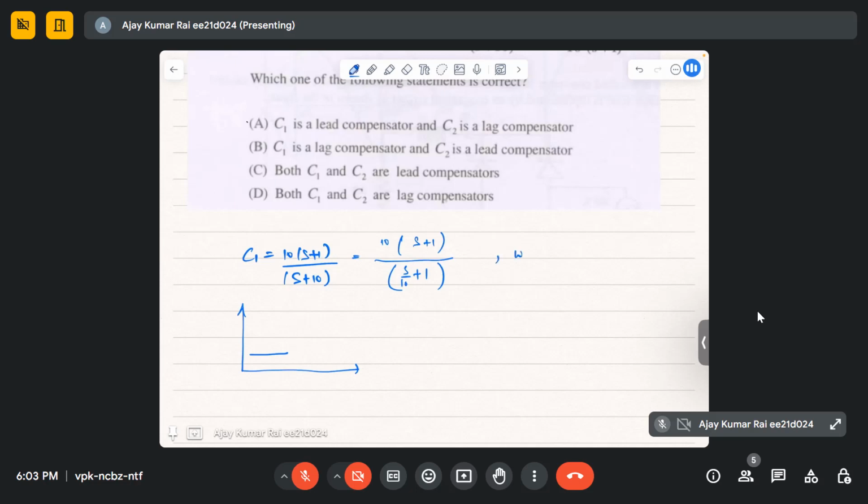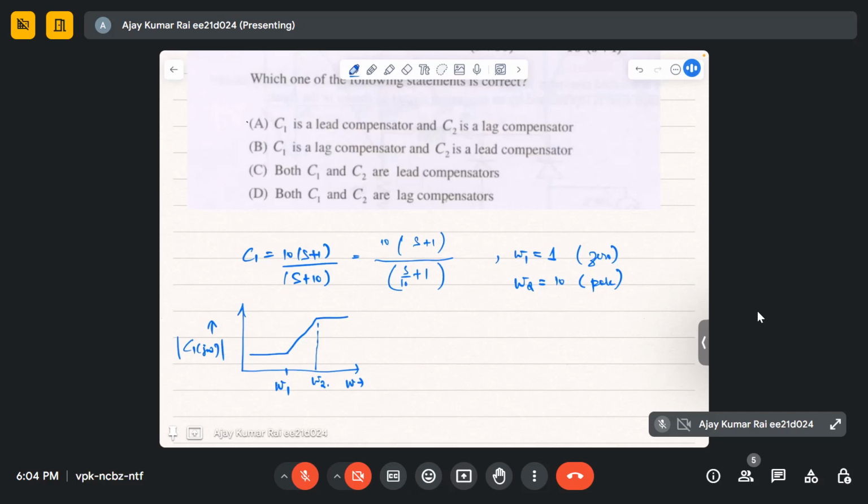Let me write it out here. One corner frequency is 1, and we have a zero here. The other corner frequency is equal to 10, and we have a pole here. So this is the rough Bode plot. This is in dB, with respect to omega. At omega 1 it's a zero. What happens if you encounter a zero? The slope increases. At omega 2 we have a pole. So this is the Bode plot for C1.